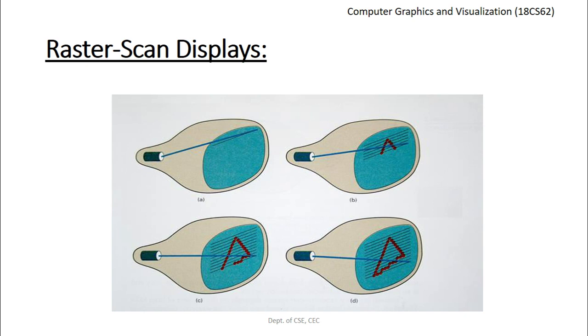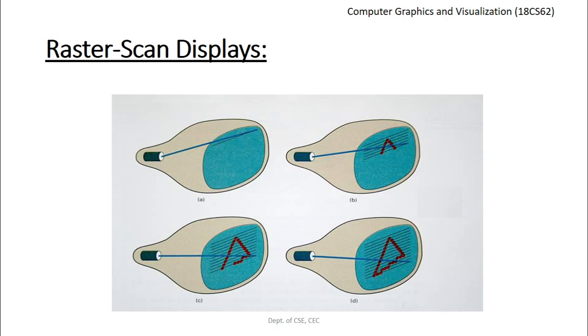Wherever we want to illuminate a particular spot, for that spot the electron beam will be turned on. So as the electron beam moves across each row, the beam intensity will be turned on or off to create a pattern of illuminated spots. Whichever spot we want to illuminate, at that spot the electron beam intensity will be turned on in order to create a glowing pixel or a glowing point there.